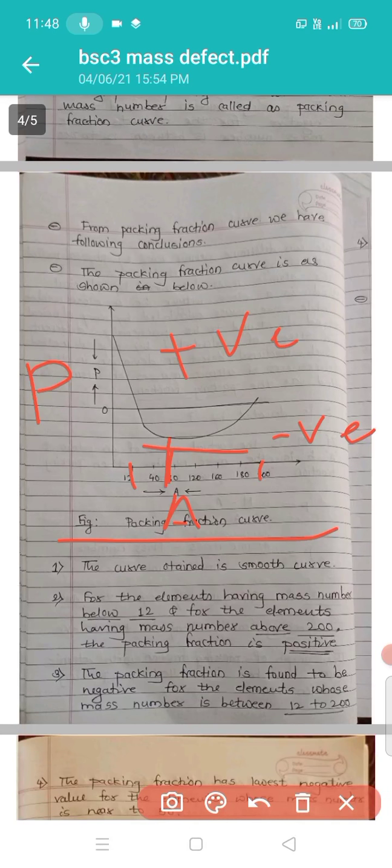Thus, a positive value of packing fraction generally implies a tendency towards instability, and for a negative packing fraction, the greater the negative value, the greater the stability. This is the overall conclusion of the packing fraction curve. Here we learned what the packing fraction curve is, its conclusions, and the mass defect.